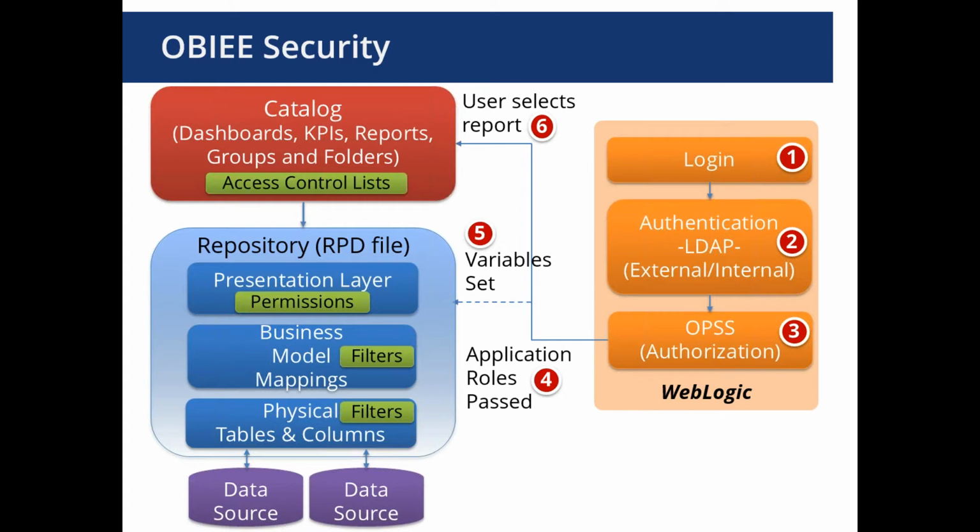And we'll touch on this a little bit as we go through the top 10. Please keep this picture in mind because it is a helpful framework to refer back to. We have the access control list within the catalog. Within the repository itself, we have the permissions that are set at the presentation layer. The catalog sits basically right on top of the presentation layer. Underneath the presentation layer, we have the business model mappings and the physical tables and columns. So when the user clicks on and runs a report, they're actually flowing down into the data sources by going through those levels.